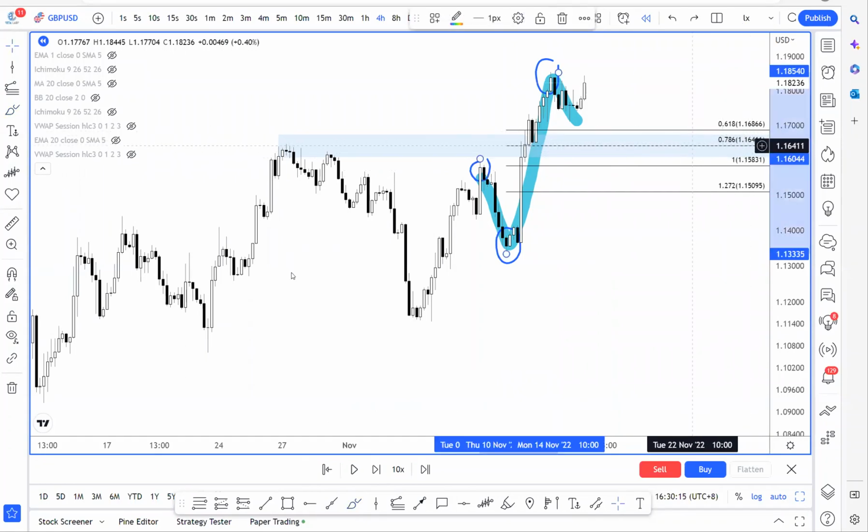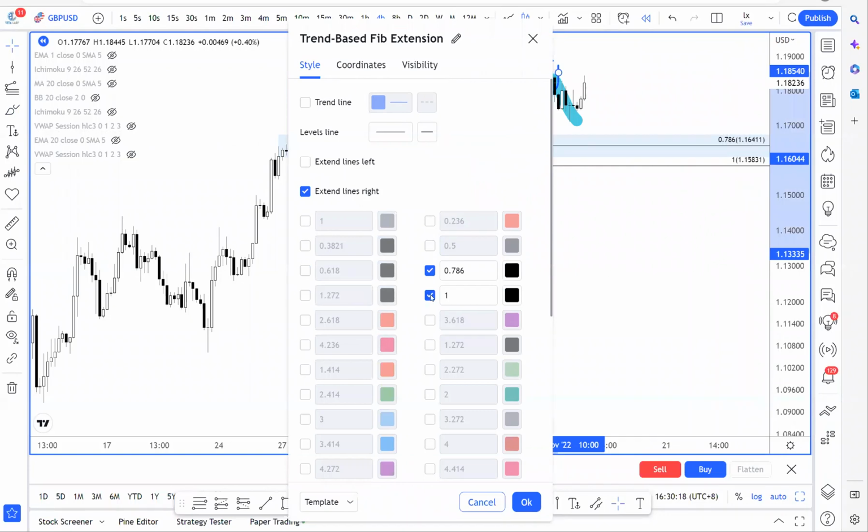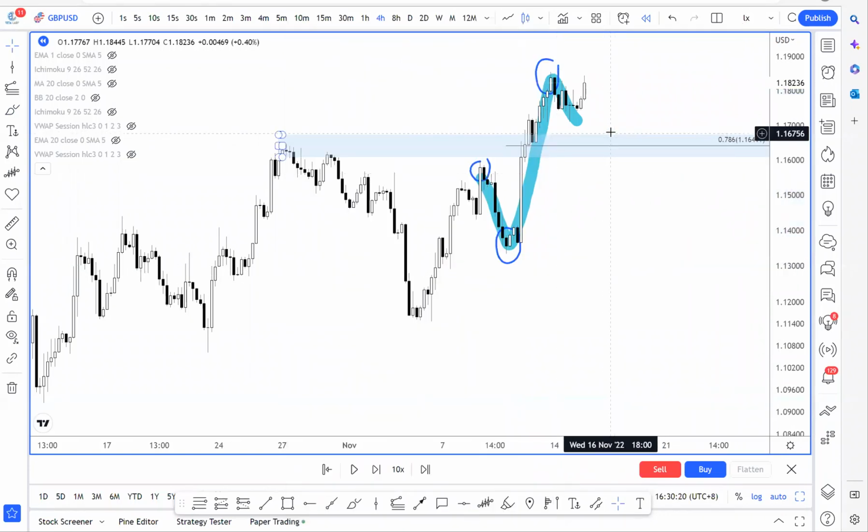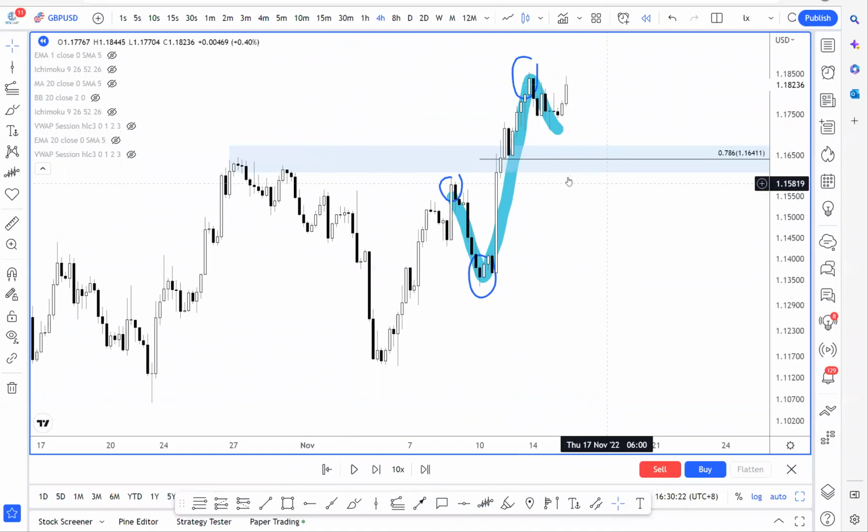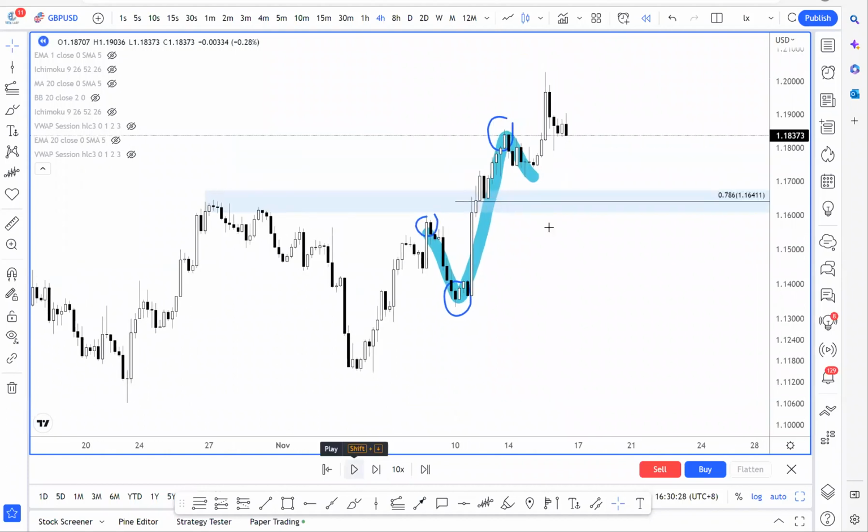So in this case, once you have identified this is the 78.6 extension, the next thing that you want to do is to wait for price to enter this region. So let's play forward.